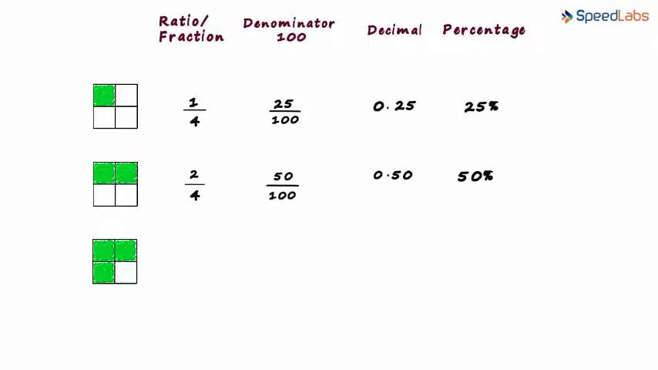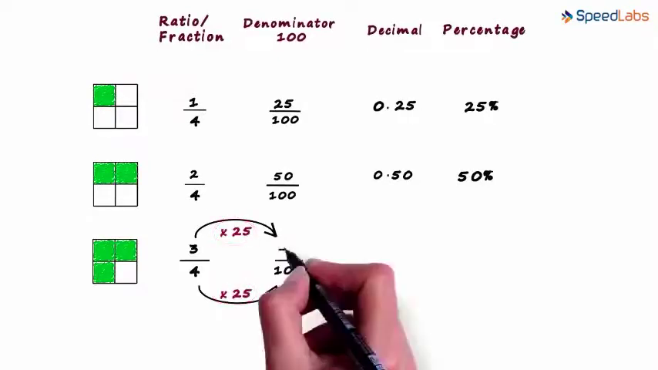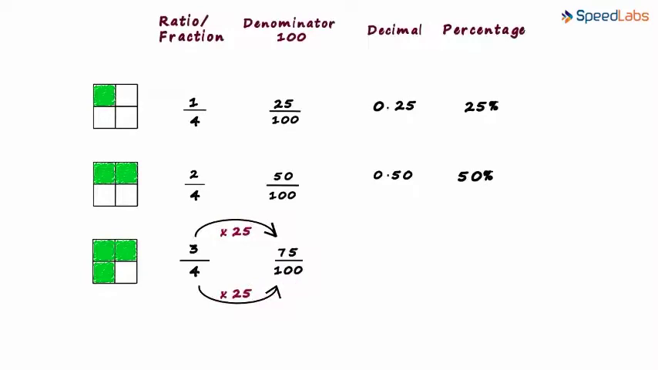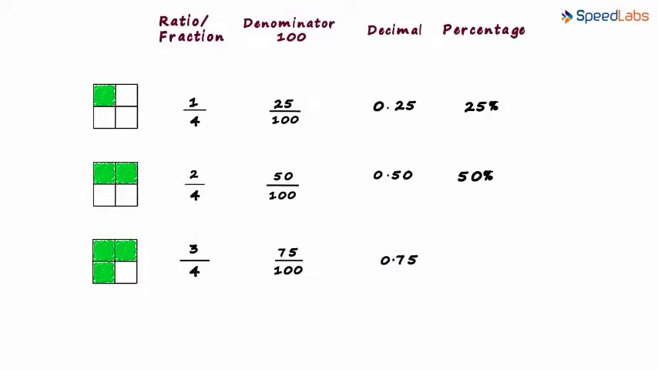The ratio is written as 3 by 4. We want the denominator as 100. So we multiply the numerator and the denominator by 25. Multiplying the denominator and the numerator by 25, we get the fraction as 75 by 100. In decimal terms, it can be written as 0.75. And this is 75%.